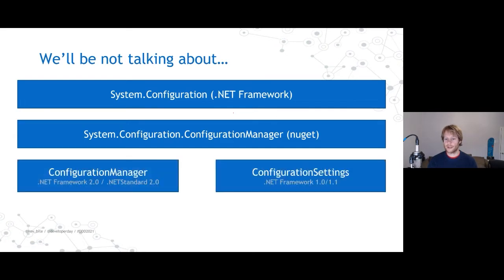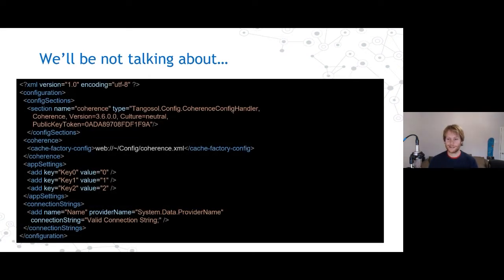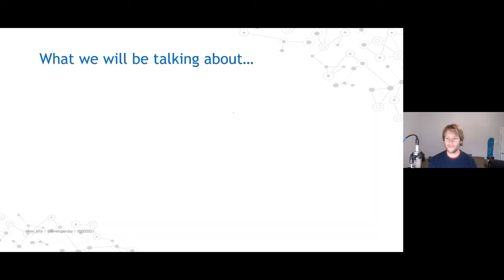There's also ConfigurationManager, which is from .NET Framework and .NET 2, which you can use, but it's the old one as well. And then there's also ConfigurationSettings, which is the really, really old one from .NET Framework 1.0 and 1.1. So these are things we're not going to talk about. These are things like the XML files, which look pretty ugly these days, so we're not going to talk about them.